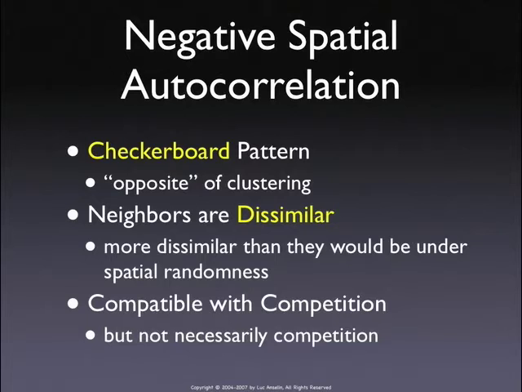So it's the same thing as with the contagion. We really have to be very careful before we draw conclusions. So one way of saying what negative spatial autocorrelation is that neighbors are more dissimilar than they would be under spatial randomness. So finding a high value next to low values is unlikely relative to spatial randomness. Or finding a low value next to high values is unlikely relative to spatial randomness.